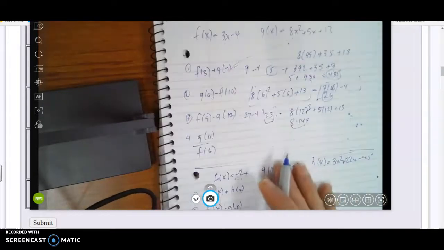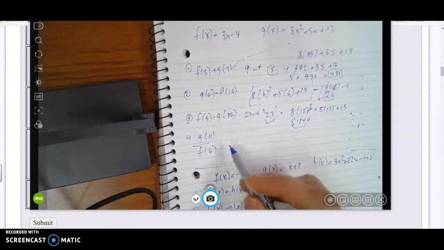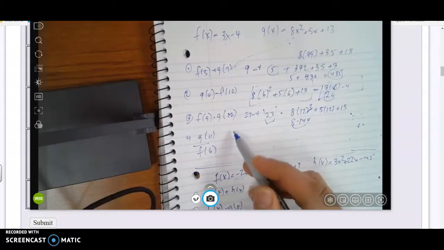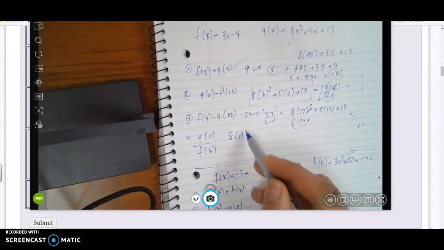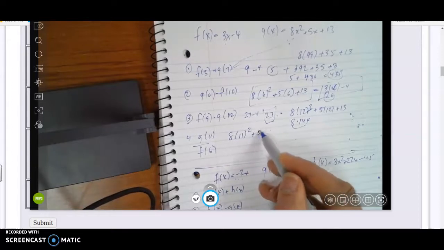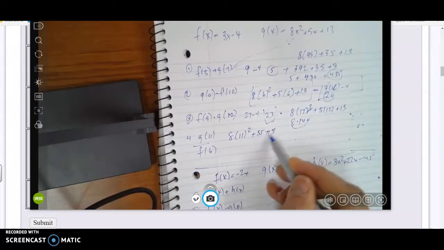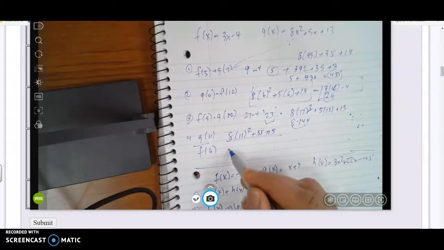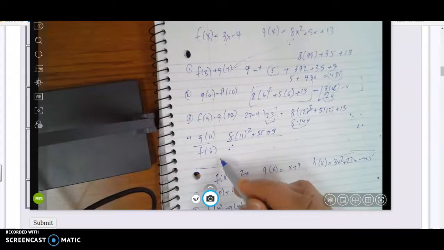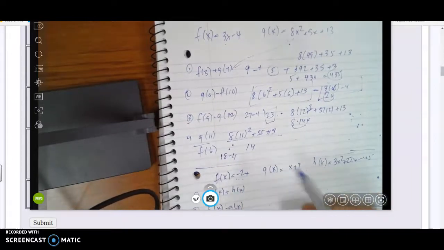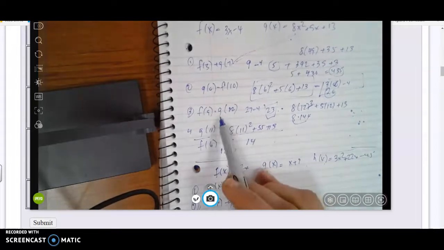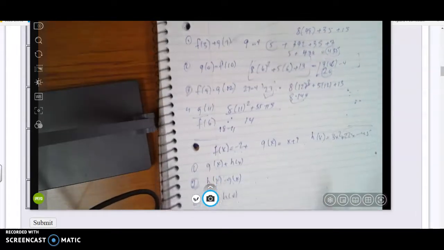And down here they ask us to find g of 11 divided by f of 6. So for g of 11, you put 11 in there, and you're going to get 8 times 11 squared plus 55 plus 13. You get that answer. You put that over f of 6, which is 18 minus 4, so it's 14. Then you can type that answer in the box. You just get two separate answers and perform the operation with those two answers.